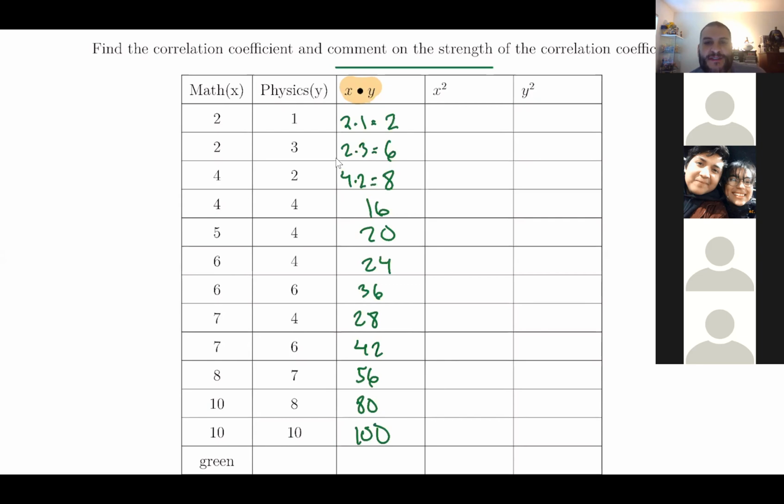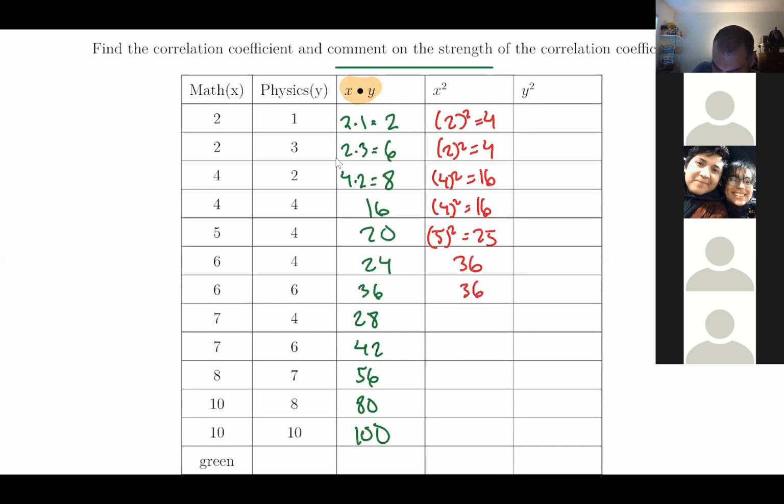So let's do column 2, x squared. For this one, you take every x value to the second power. 2 to the second power, you get 4. 2 squared, 4. 4 squared, 16. 4 squared, 16. 5 squared, you get 25, 36, 36, 49, 49, 64, 100, and 100. So that's how you get the x squared.